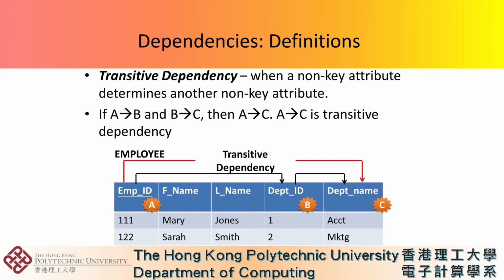Transitive dependency occurs when a non-key attribute determines another non-key attribute. If A functionally determines B and B functionally determines C, then A functionally determines C. A functionally determines C is a transitive dependency. In this example, employee ID functionally determines department ID, and department ID functionally determines department name. Employee ID functionally determines department name is a transitive dependency.